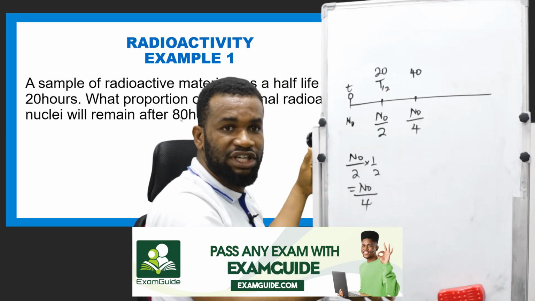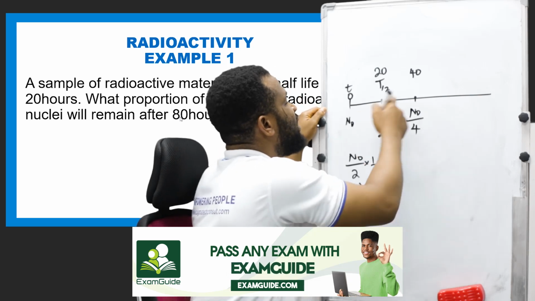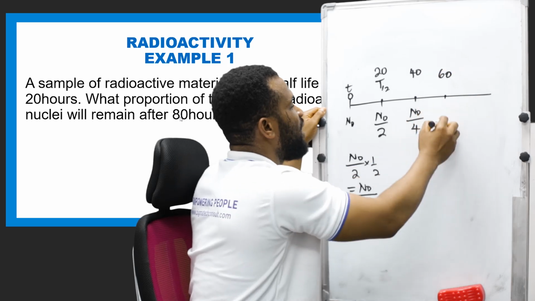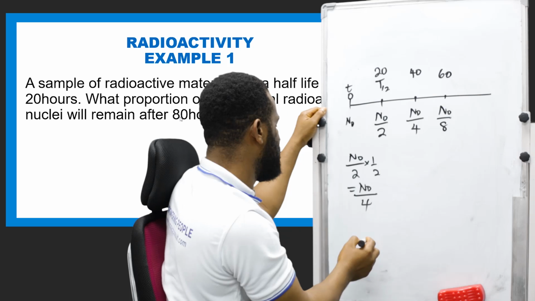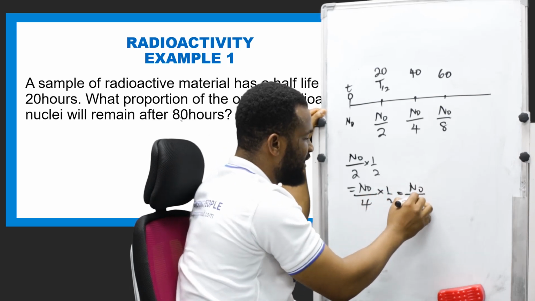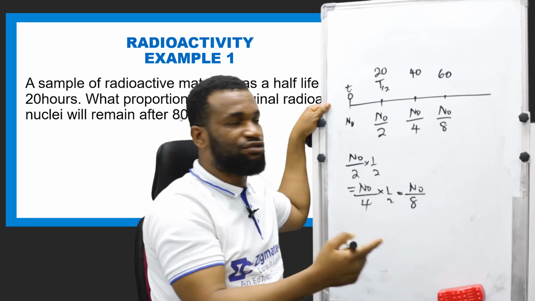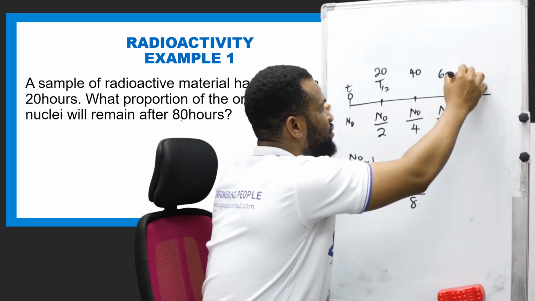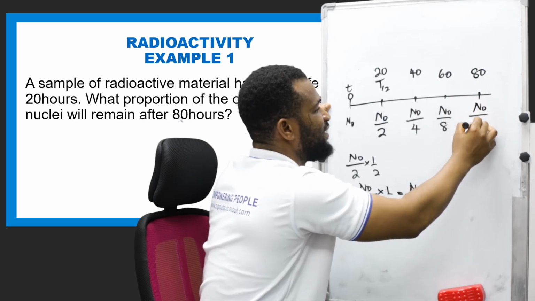So it keeps reducing, like a sequence. Then after another 20 hours, which is going to make it 60, what will happen? This is going to have 1 over 8. How? Because this is going to be times 1 over 2, which is going to be N naught all over 8. All right? Then, after another 20 hours, we have 80 at this point, and what is left? N naught all over 16.